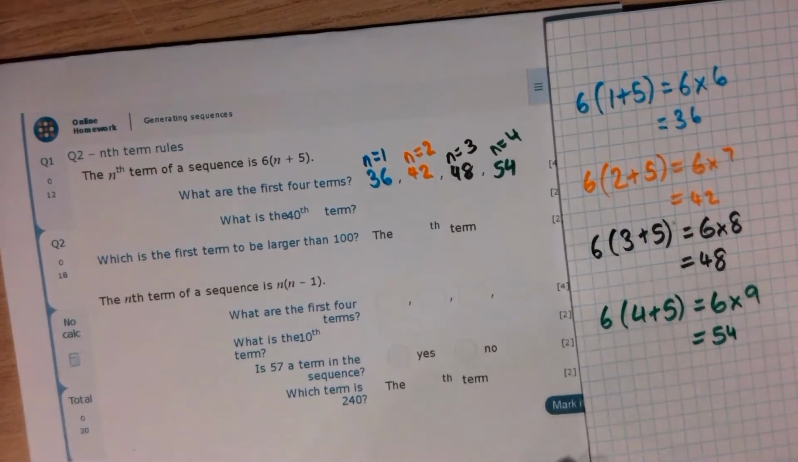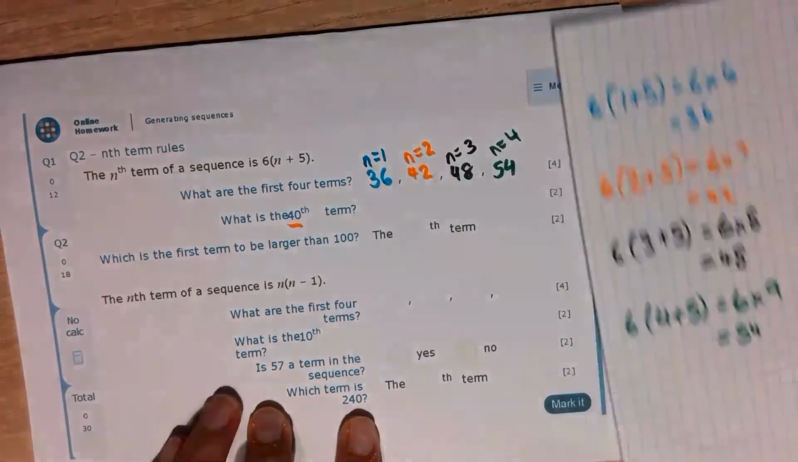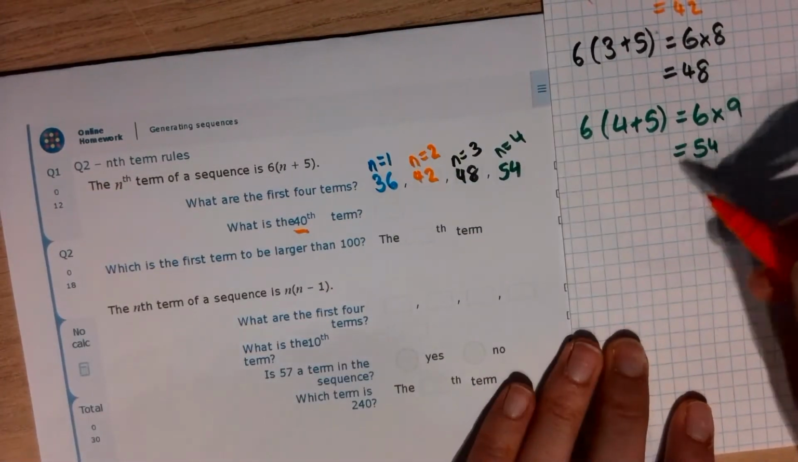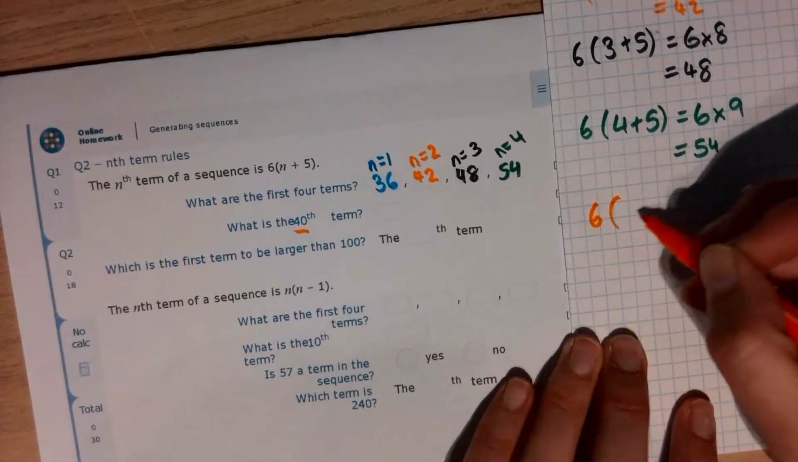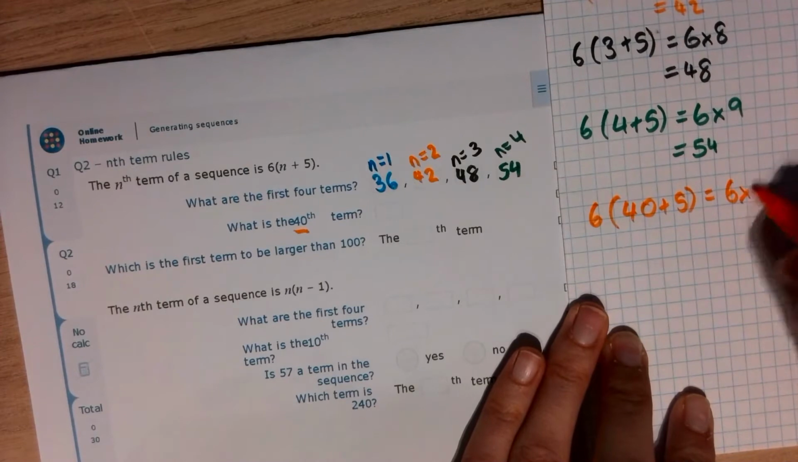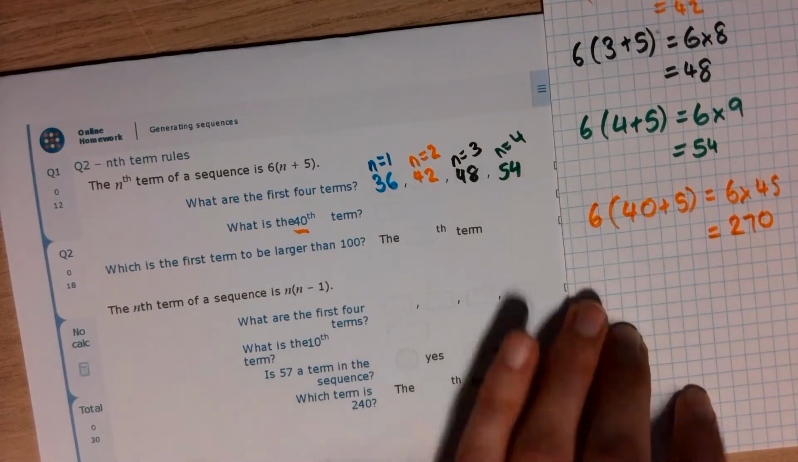These numbers are all multiples of 6. What is the 40th term? Okay, so in order to do that, we need to think about what n is. What is n? Well, n here is 40. So we're going to do this using 40 as our n. 6 times 40 plus 5. That means we're going to do 6 times 45. And if we do 6 times 45, that's 270.